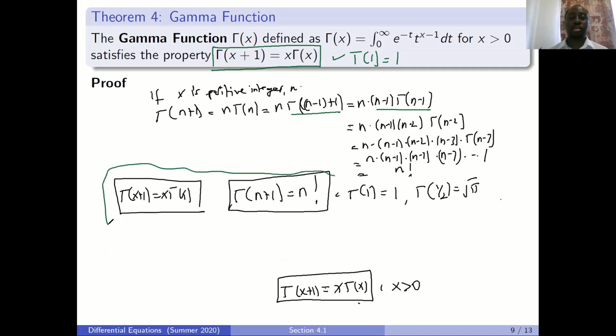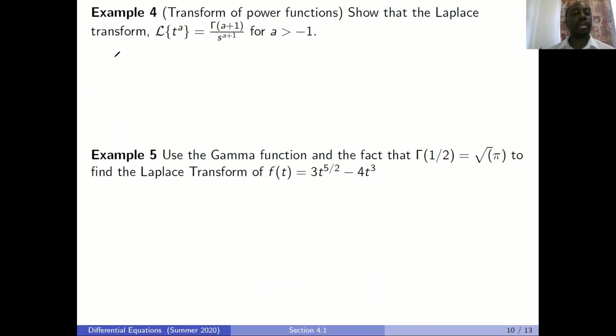Okay, so with these identities, let's go on to calculate the Laplace transform of a power function. So we want to find the Laplace transform of t to the a. We are assuming here that a is greater than -1. That will become clear very soon, right? So by definition, this is the integral from 0 to infinity of e to the minus st times t to the a dt.